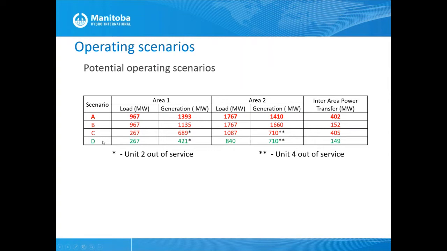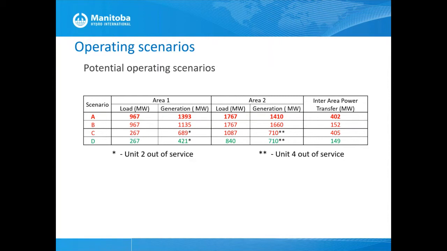The last scenario is scenario D. In area 1 the load is the same, but the area 2 load has been reduced. And also you can see the power transfer from area 1 to 2 has been reduced, as has the generation in area 1 and area 2. Area 2 generation is almost the same as case C, but area 1 generation has been slightly decreased. So these are 4 potential scenarios of operation.